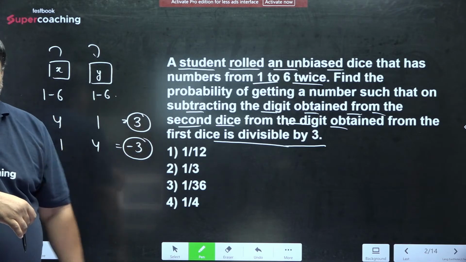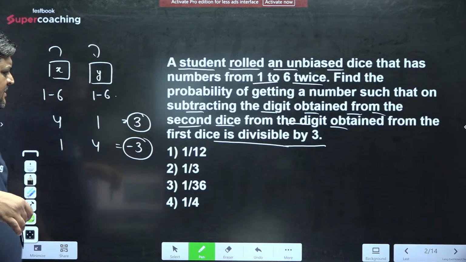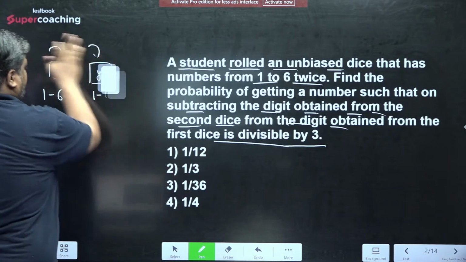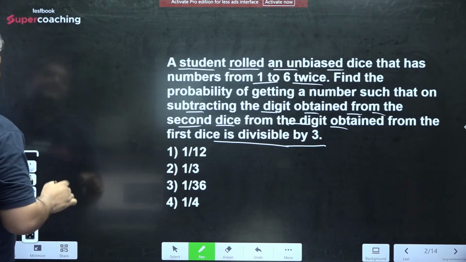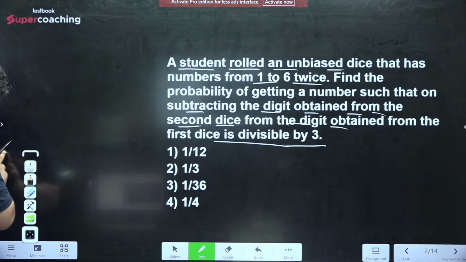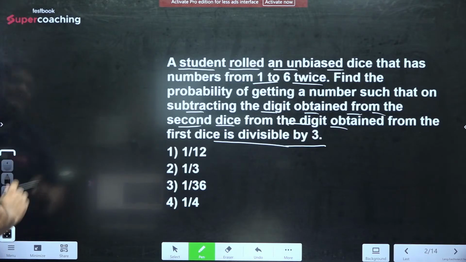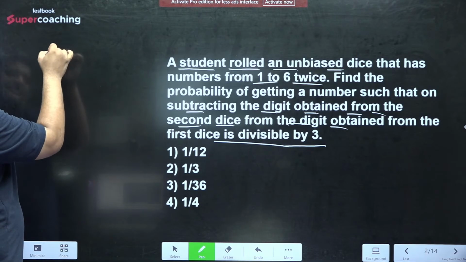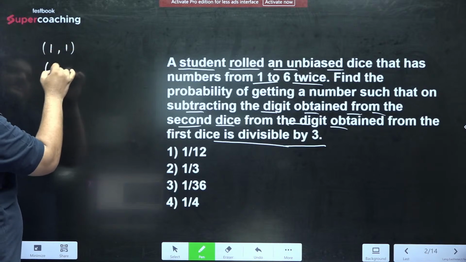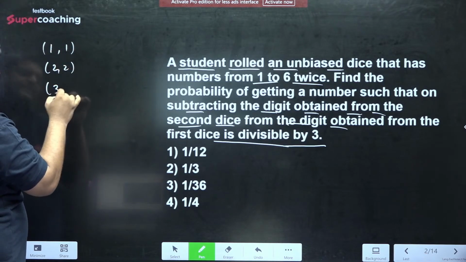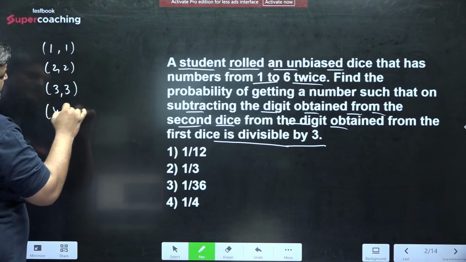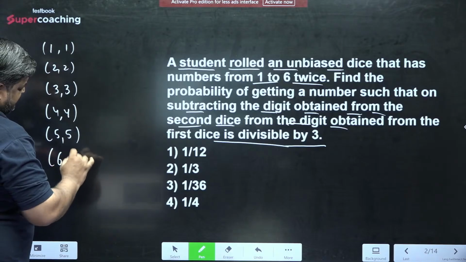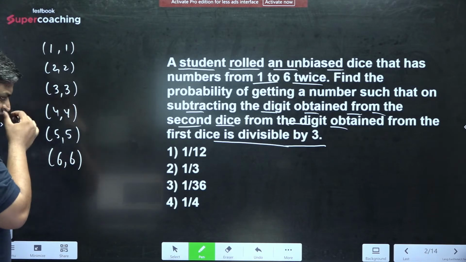So कितने cases बन सकते हैं? Let's focus on that. Let's start from the very beginning now. शुरू से देखते हैं. चलो. Now the pairs could be, you check this out. Pairs could be 1-1. It could be 2-2. It could be 3-3. It could be 4-4. Could be 5-5. And could be 6-6. The difference is 0, which is obviously divisible by 3.